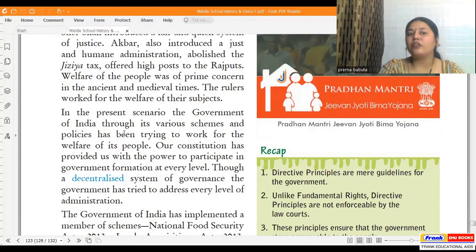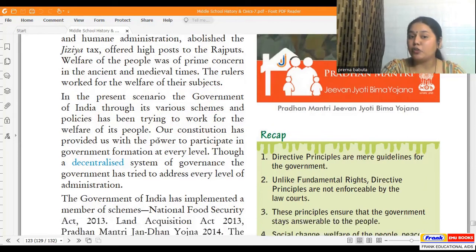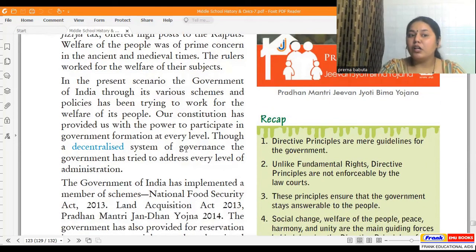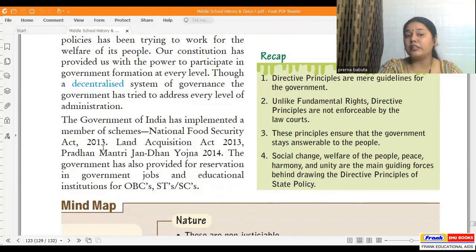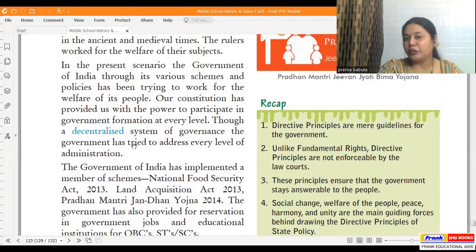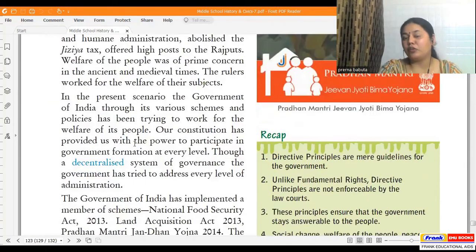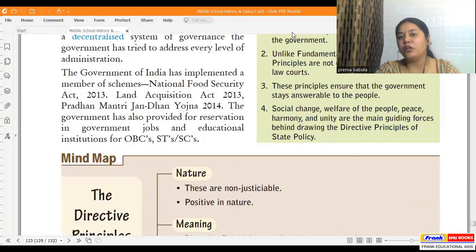Talking about the present scenario, the government of India through various schemes and policies has been trying to work for the welfare of the people. Towards a decentralized system of government, that is, there are 3 levels of government. Now, effective administration is ensured. The government of India has implemented a number of schemes: National Food Security Act 2013, Land Acquisition Act 2013, Pradhan Mantri Jan Dhan Yojana 2014, and it has also provided reservation for jobs and in education for the underprivileged sections, or for the people considered belonging to the lower caste. So this is all about directive principles of state policy.